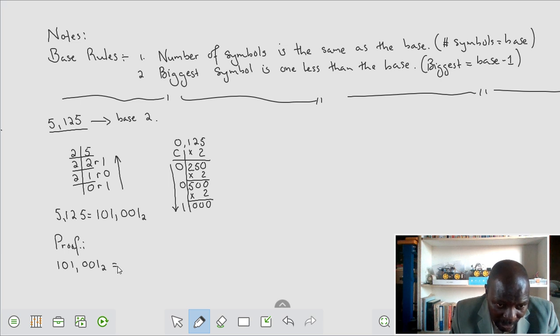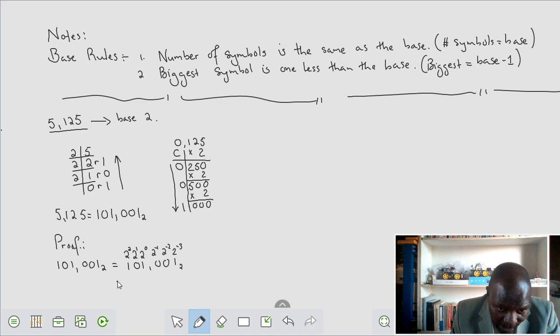We know that 101, 001 with a little 2. This is the same as 2 to the power of 0, 2 to the power of 1, 2 to the power of 2. And obviously, common sense says we are ascending that way, we must be descending to the right. Minus 1, minus 2, minus 3.